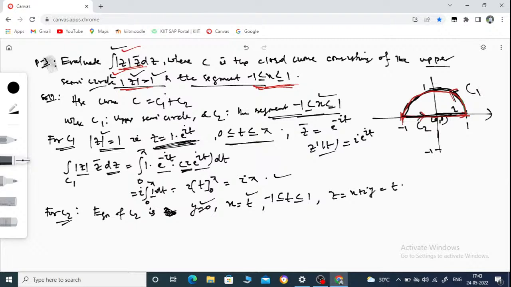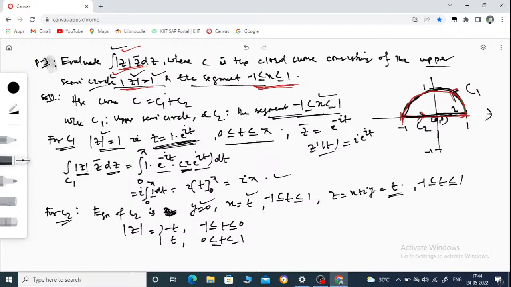Okay, z is equal to t and your t varies from -1 to 1. Then what will be your mod z? Here mod z will be minus t because z is equal to t here. So mod z will be minus t if t lies between -1 to 0, and this is simply t if t lies between 0 to 1. So this will be your mod z.